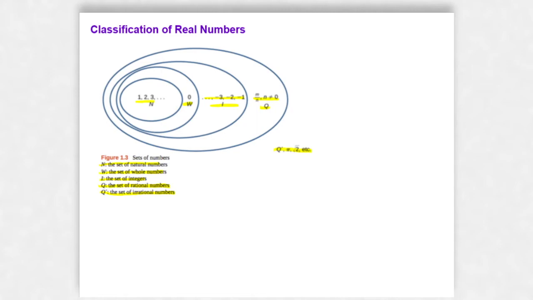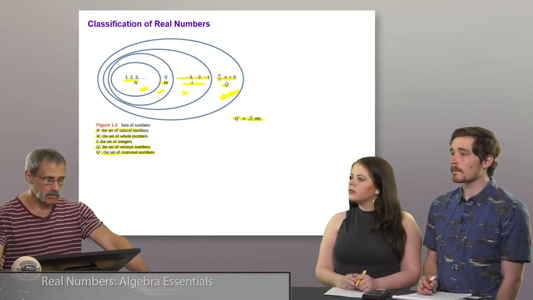And so the real numbers are kind of embedded. In other words, all the rational numbers will include the integers, all the integers will include the whole numbers, and all the whole numbers will include the natural numbers.